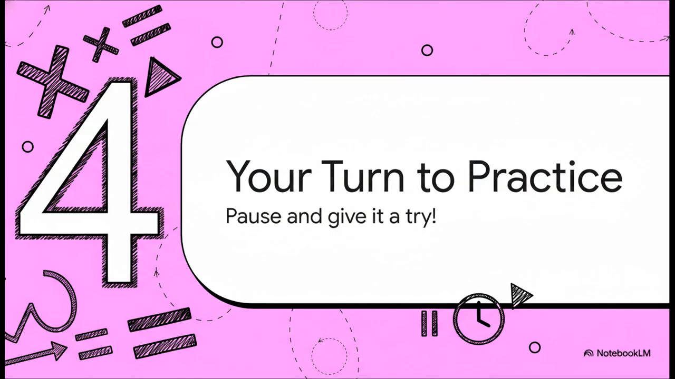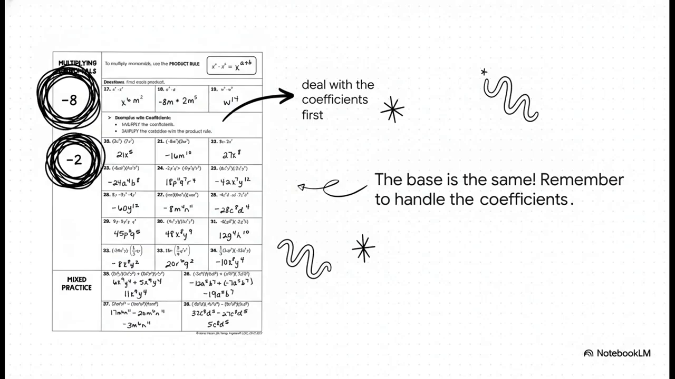All right, you've heard me talk enough. It's your turn. You're the mathematician now. I'm going to throw a problem up on the screen, and I want you to hit pause, give it a shot, and then come back when you think you've got it. Okay, here you go. We've got negative 8m squared times 2m to the 5th. Just remember that two-step plan, right? Handle the coefficients first, then deal with the variables. The base is the same, you know what to do. All right, go ahead and pause now, give it a try.